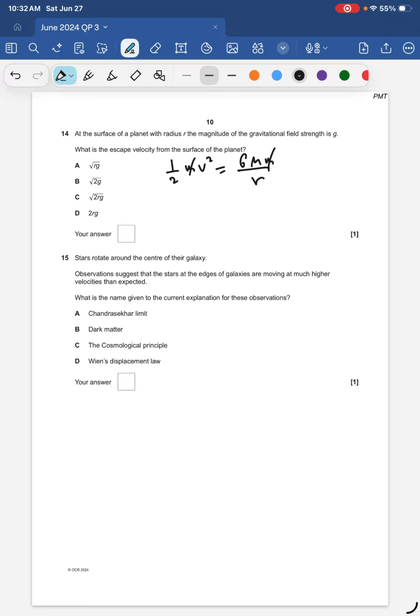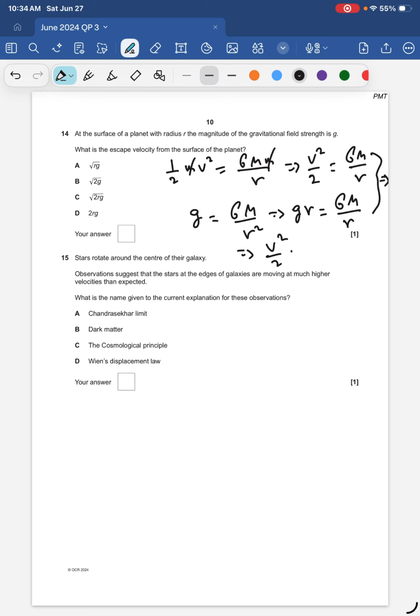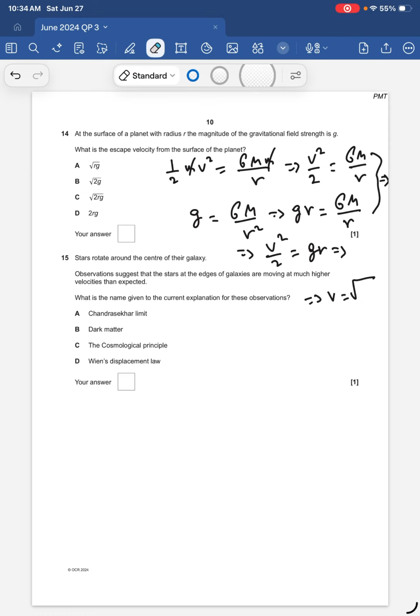Okay, so m cancels. So we have v squared over 2 is equal to GM over r. But then g, the gravitational field strength at the surface of this planet, is going to be GM over r squared, right? So g times r is equal to GM over r, pretty much, right? So if we combine these two, we find v squared over 2 is equal to gr, which means that v is the square root of 2gr, excuse me, forgot the 2.